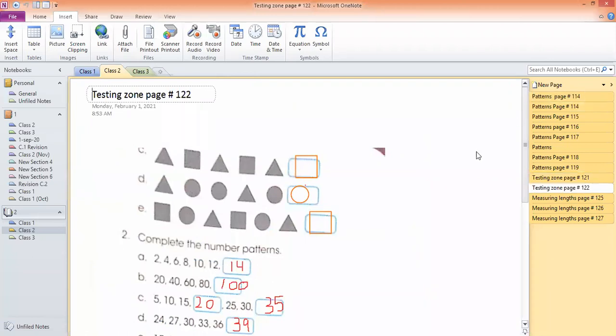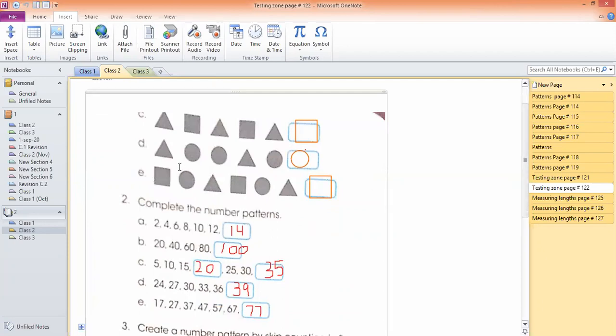A quick revision of what we did yesterday. We completed page number 122, testing zone. Question number 1 was related to the pattern in shapes. In the first part, the pattern is triangle, square, then triangle, so obviously we draw a square here. After every 2 shapes the pattern is repeated: triangle, square, then triangle, square, then triangle. So it will be square.